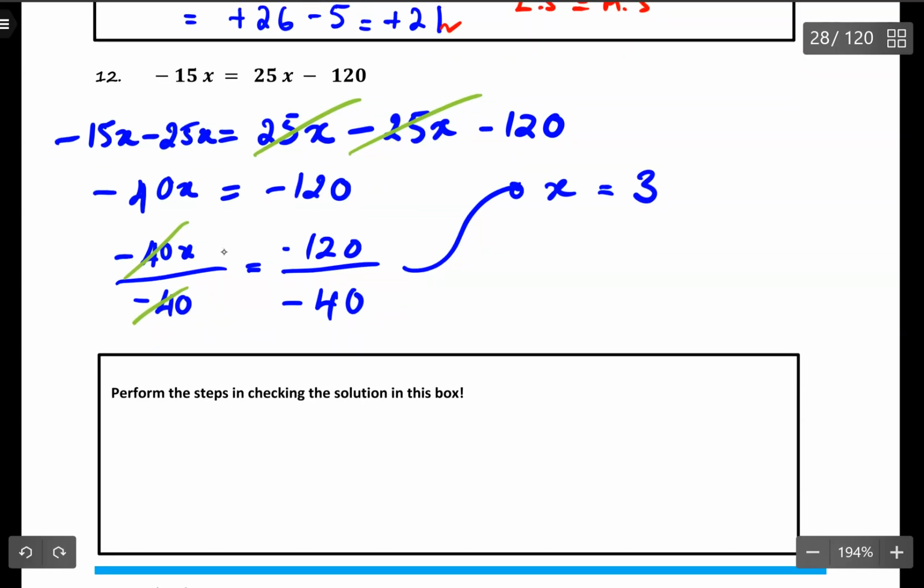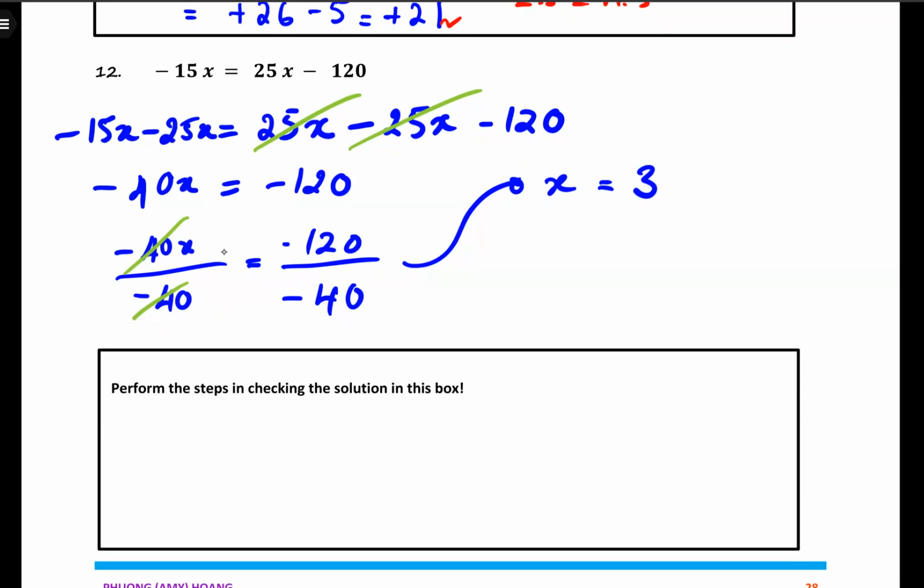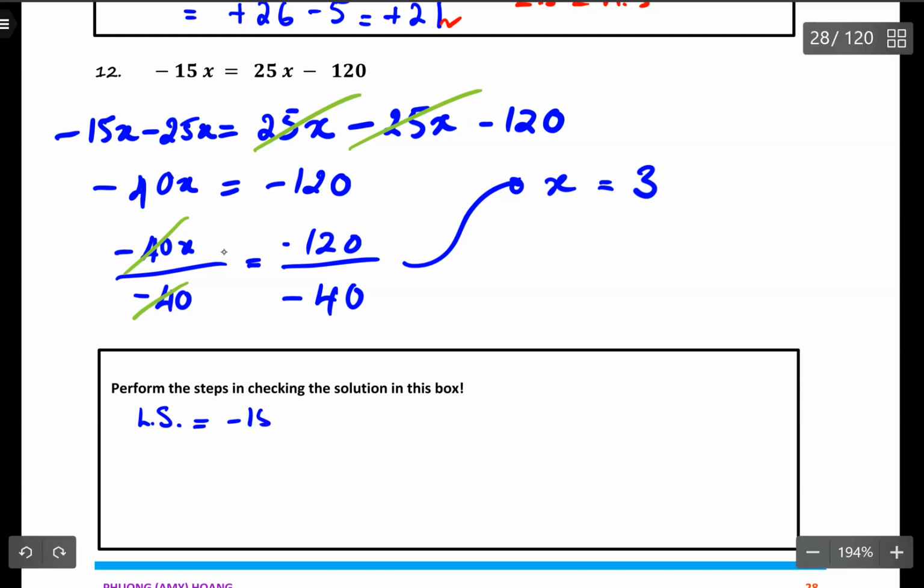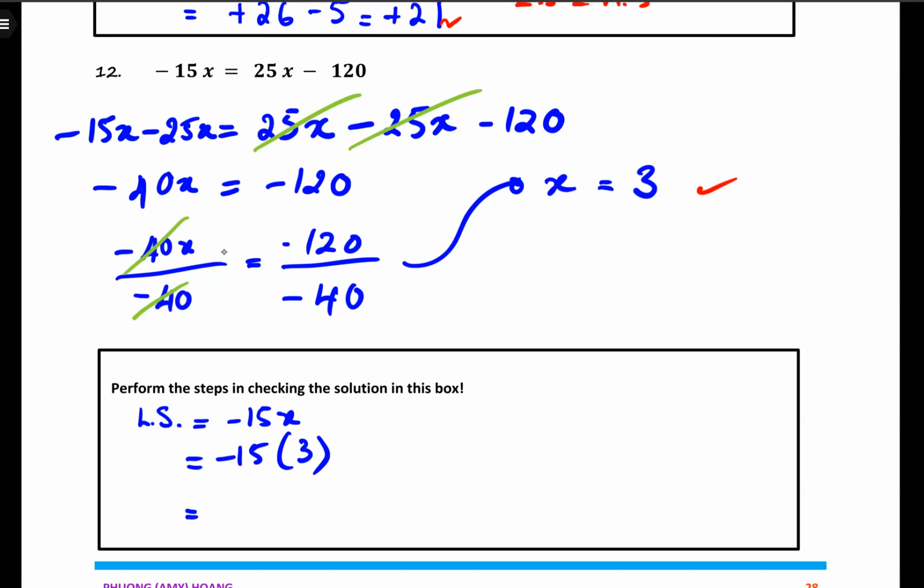Now, I would like everyone to pay very close attention to the way that you present the step for your check. So you have left hand side, okay, write exactly what the left hand side is equal to. It's equal to negative 15x. So it means you got x equal to 3. So it means that you got negative 15, you multiply by 3 in this case. So just perform this order of operation. So negative 15 times 3 will give me negative 45. And leave that for now.